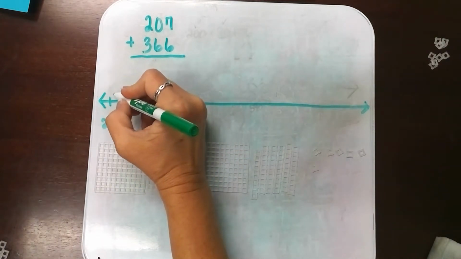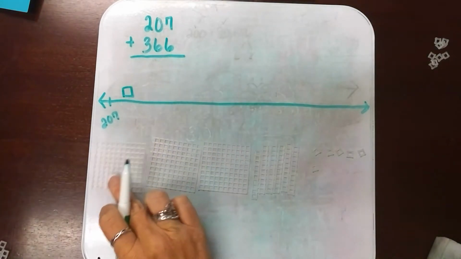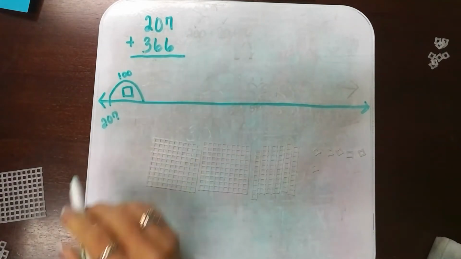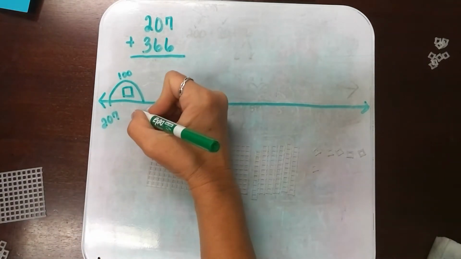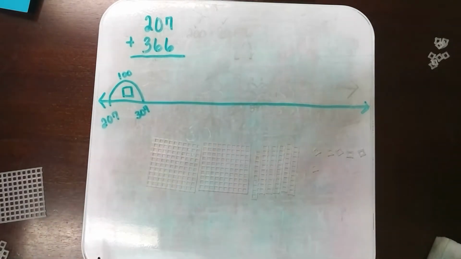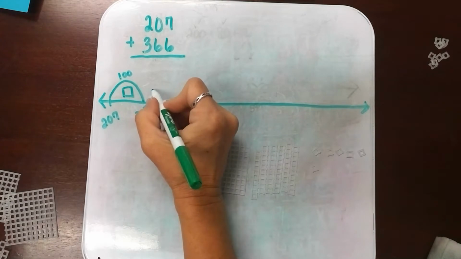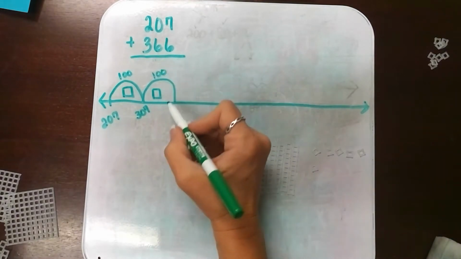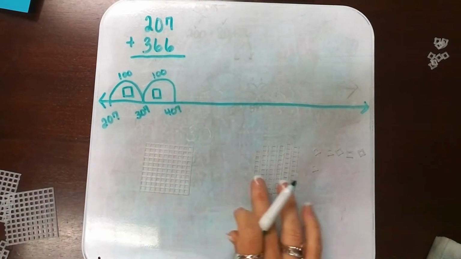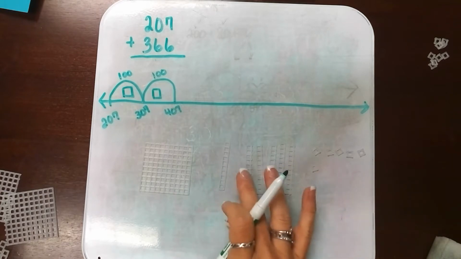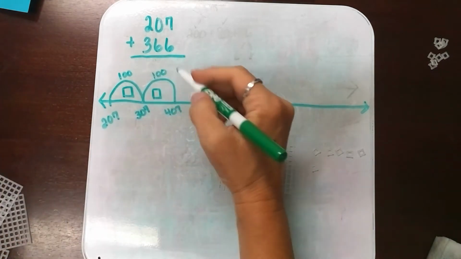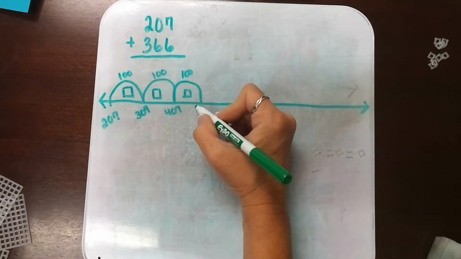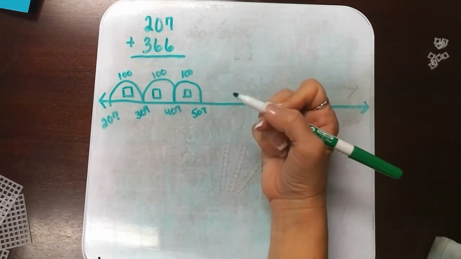I can say, okay, well, let's do a jump of 100. Here's 100, right? So I'm going to get rid of that. I'm going to do a jump of 100. And what would that be? 207 plus 100 is 307. You can do another jump of 100 and get rid of that one. 307 plus 100 is 407. Okay, I have 166 left. So I can take out another 100. So 407 plus 100 is 507.